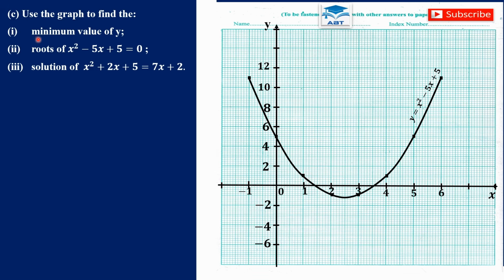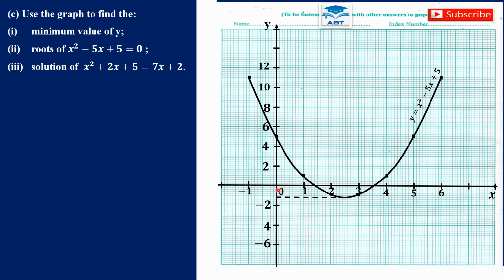C part of the question, use the graph to find the i, minimum value of y. So let's concentrate on the i part for now. The minimum value of y is at the base of the curve. So the base here, we draw a line touching the base and then project it to the y-axis.